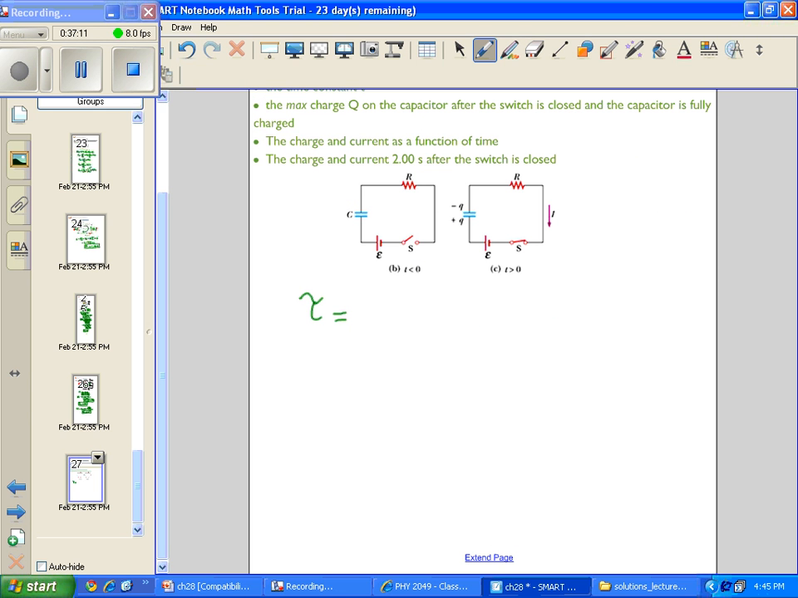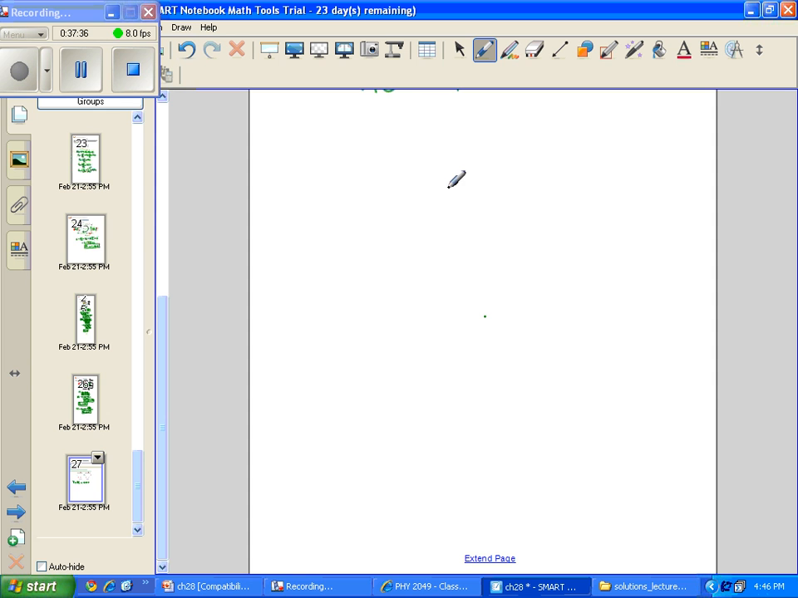The time constant is the product of resistance times capacitance. When we take 8 e to the 5 ohms and we multiply it by 5 e to the minus 6 farads, we get a value of 4 seconds. Remember that the ohm farad is a unit of time. Well, now we've got our time constant.